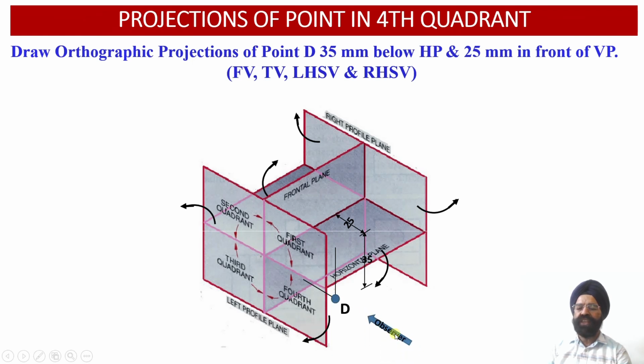As the observer looks at this point D from the front view orientation, we are going to obtain the front view projection, that is D dash, on the vertical plane below the XY reference line. And when the observer looks at this object from the top, the top view projection of this point will be obtained on the horizontal plane which is lying in front of this vertical plane. Now this top view projection, that is point D, and this front view projection, that is point D dash, are lying in mutually perpendicular planes.